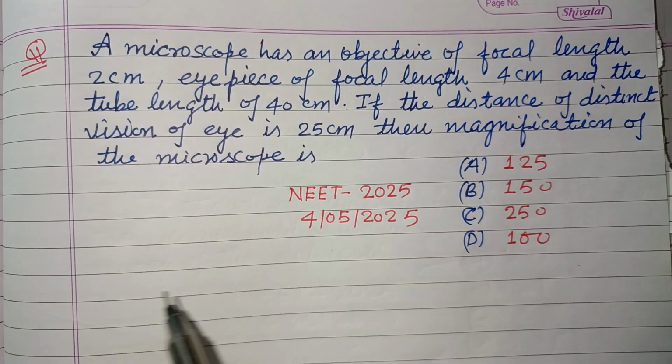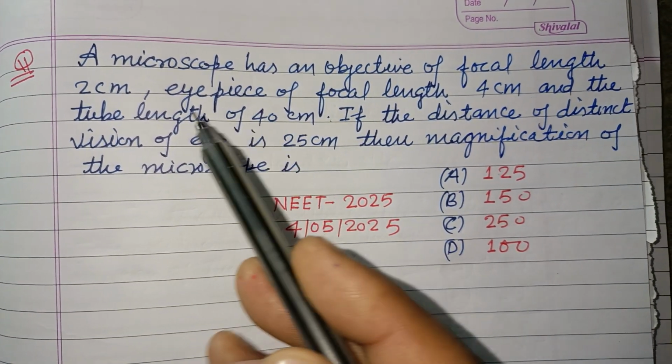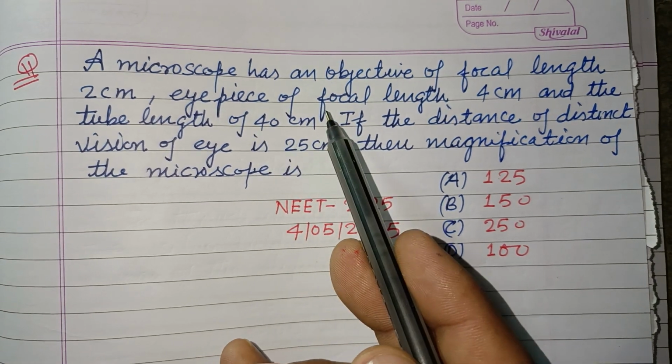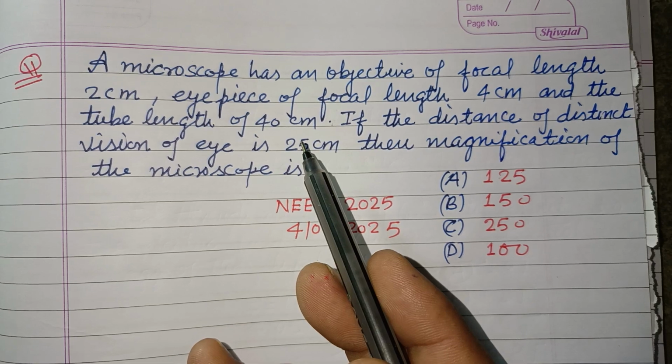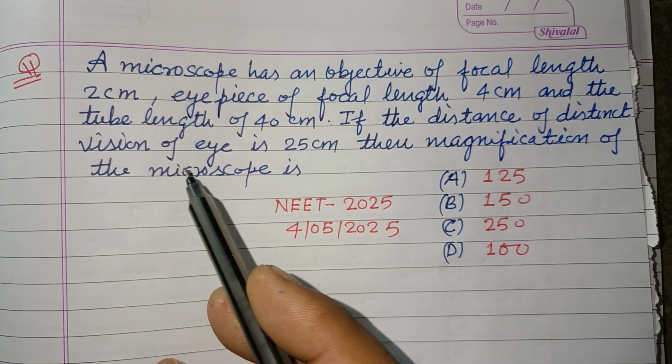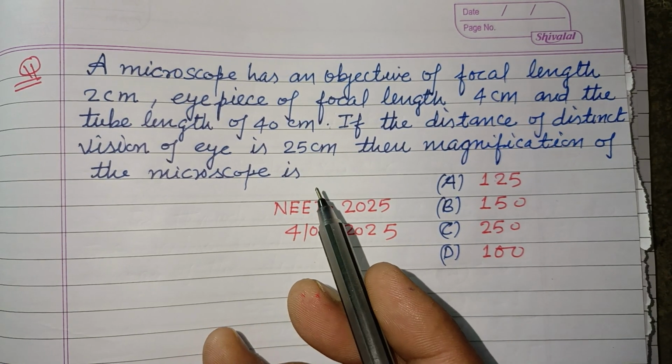Question from NEET 2025. A microscope has an objective of focal length 2 cm, eyepiece of focal length 4 cm, and tube length of 40 cm. If the distance of distinct vision of the eye is 25 cm, then the magnification of the microscope is.